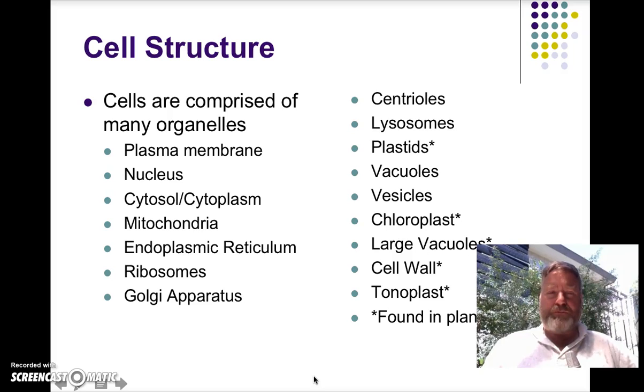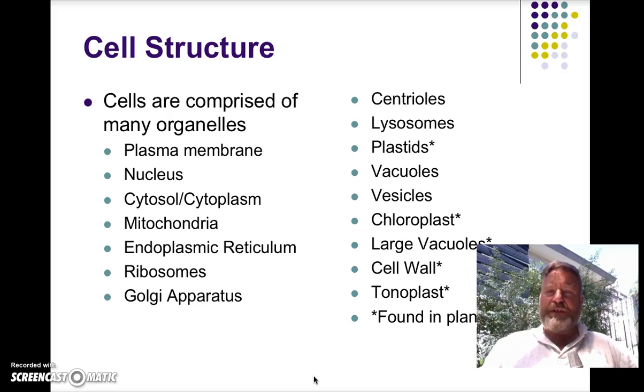We have a plasma membrane around the cell. It's a biphospholipid layer. We'll talk about some of the details later. Nucleus contain DNA in eukaryotes, or just free-floating DNA in prokaryotes. The cytosol is the fluid that exists around the organelles, and often called the cytoplasm if we're talking about the organelles and their fluid, excluding nucleus. That's an important little caveat. Mitochondria, endoplasmic reticulum, ribosomes, Golgi apparatus, centrioles, lysosomes, vacuoles of varying sizes, vesicles. These are all found in all plant and animal cells.